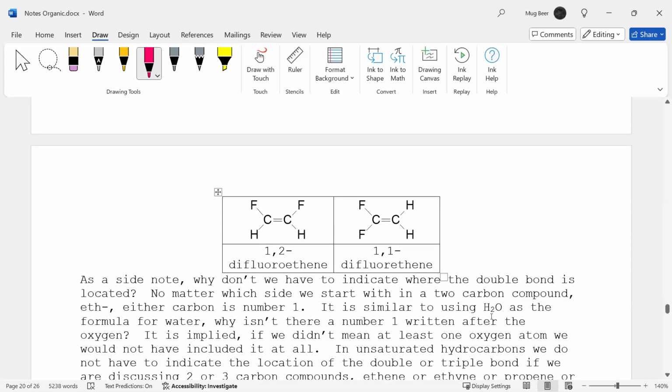So let's look at this structure. The first one is 1,2-difluoroethane, and the next one is 1,1-difluoroethane. There isn't an issue with the second one, but there is an issue with the first one. So what kind of issue could we have with that first structure? Yeah, the 2 fluorines are both on top. Well, what if one of the fluorines was on top and one of the fluorines was on the bottom on the other one? Does that matter?